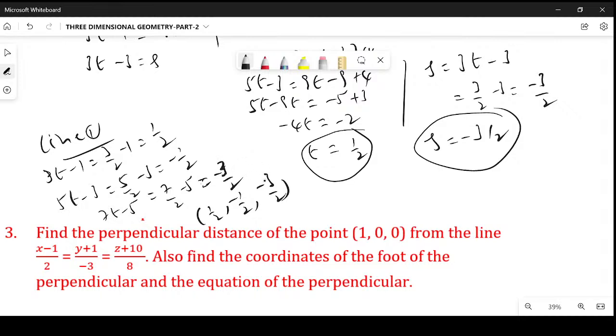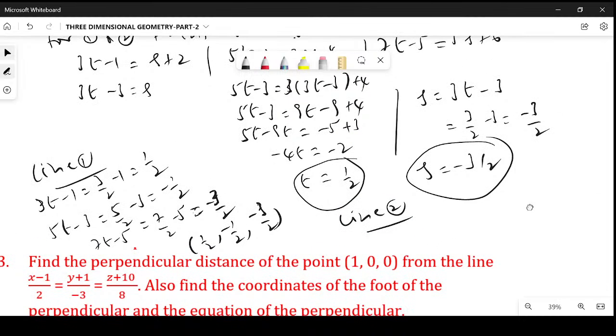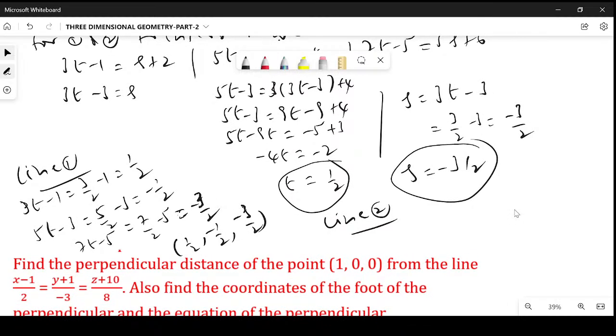This is the point on the first line. Similarly, you take line 2. In line 2, substitute s equal to minus 3 by 2. If we substitute s equal to minus 3 by 2, you can substitute the values. So s plus 2, the first one. What is s plus 2? Minus 3 by 2 plus 2. It will be 1 by 2.